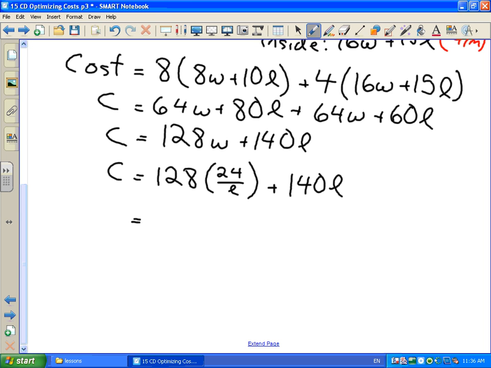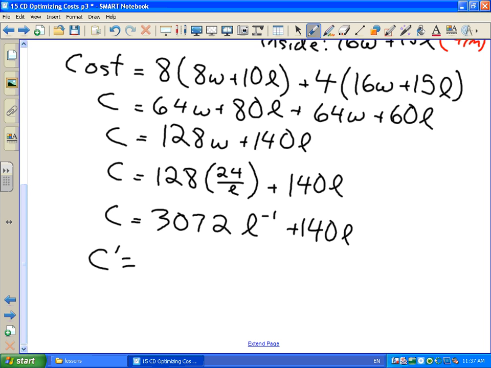So let's just rewrite this in a form that is a little easier to take the derivative of. The 128 times 24 works out to 3072. Change my 1 over L there to an L to the negative 1. And add in 140L. Okay. Let's take our derivative. What's my derivative going to be here? How do I differentiate this thing? Nick.